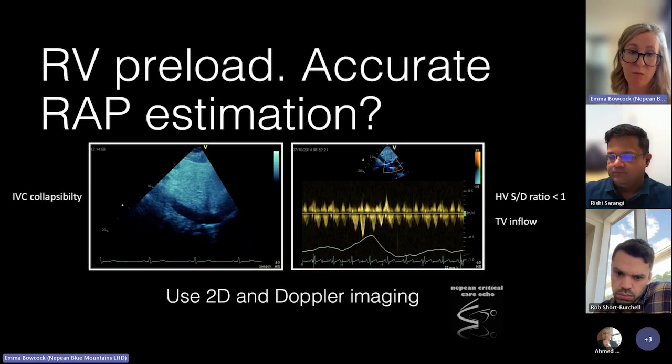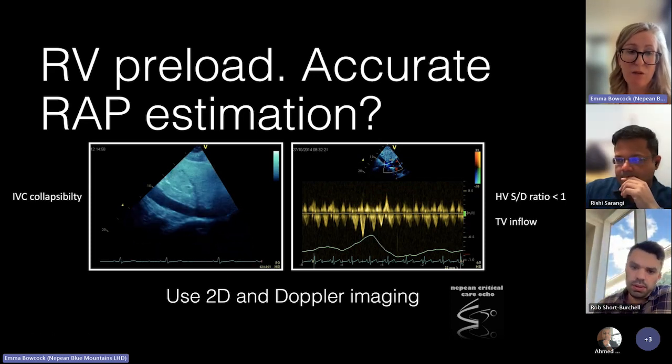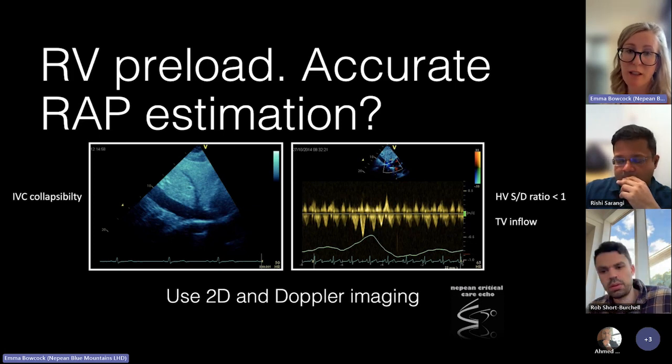Preload is an important aspect of RV function. IVC collapsibility, we've talked about. This goes out the window when they're mechanically ventilated, of course. We can look at distensibility index and all of this. Again, that'll be a talk for another day when we talk about fluid responsiveness.